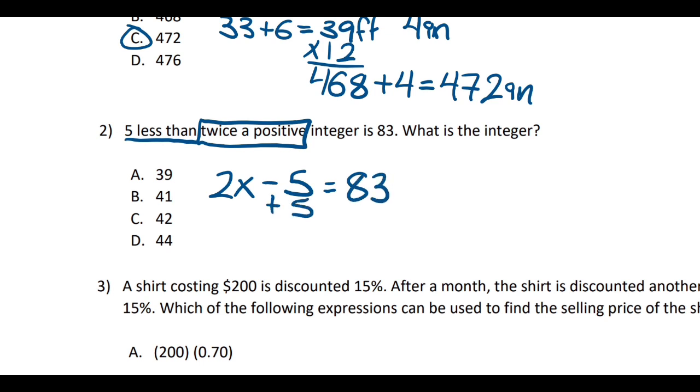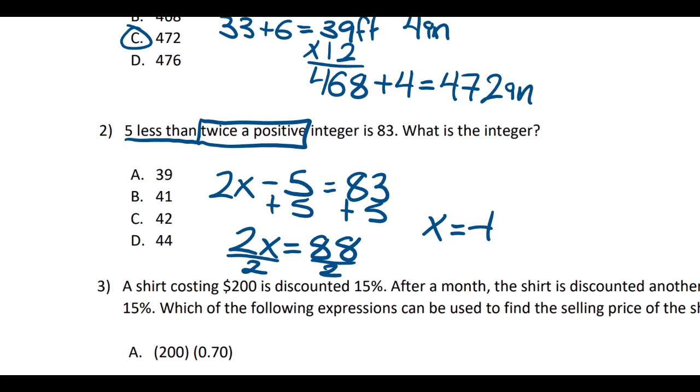First, we're going to add 5 on both sides to give us 2x equals 88. Then we're going to divide each side by 2. 88 divided by 2 is 44, which is our answer.